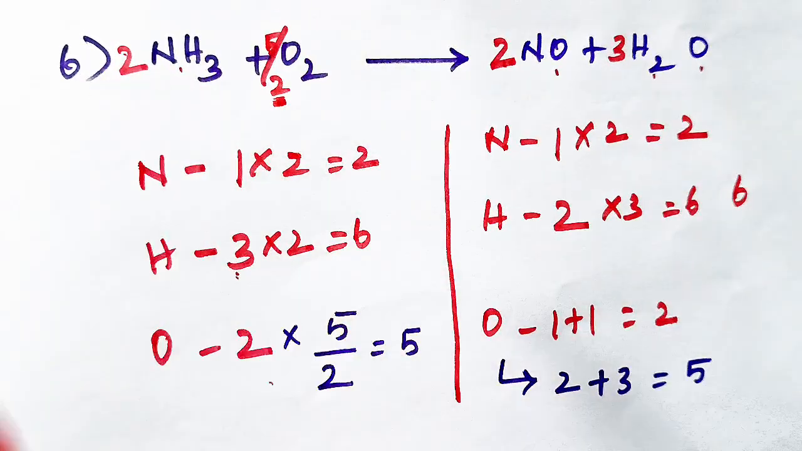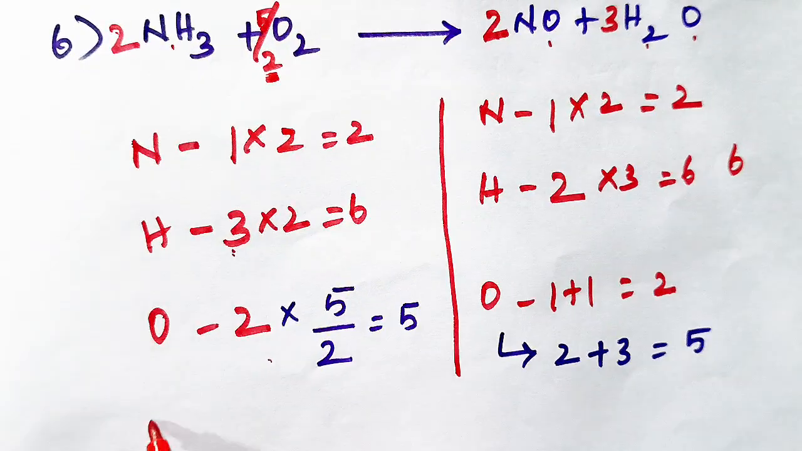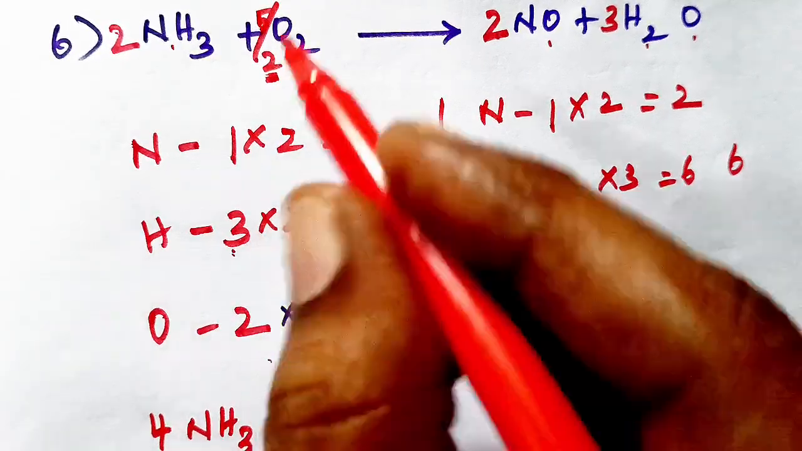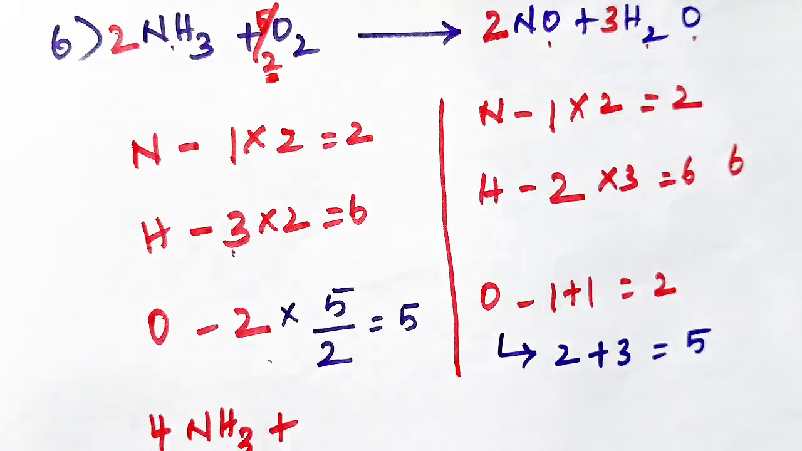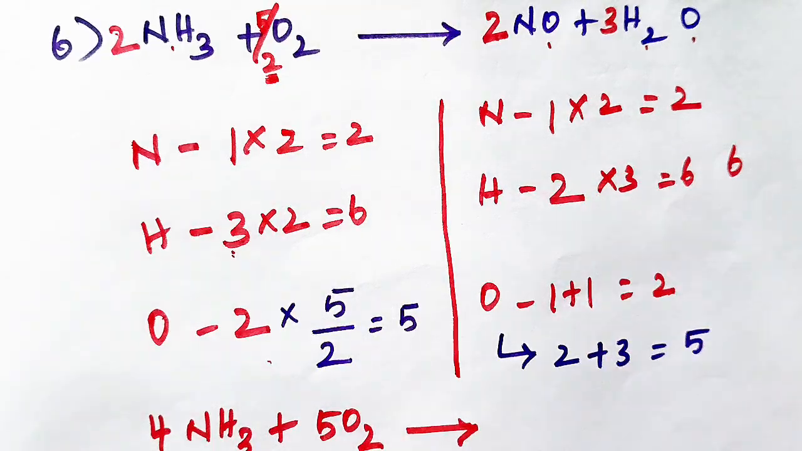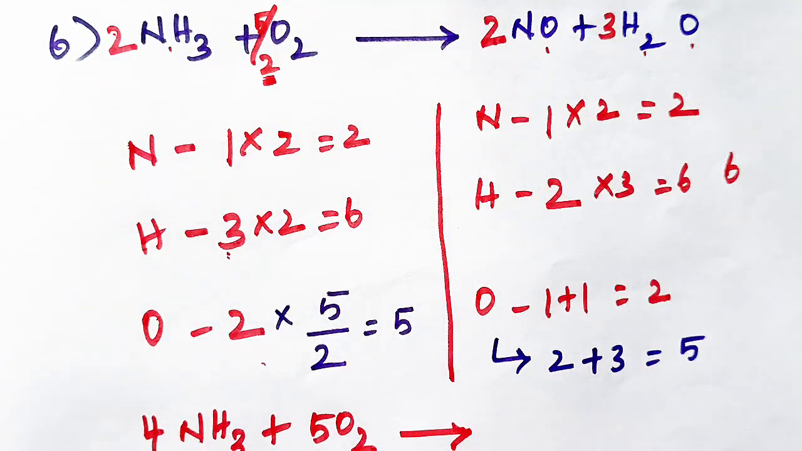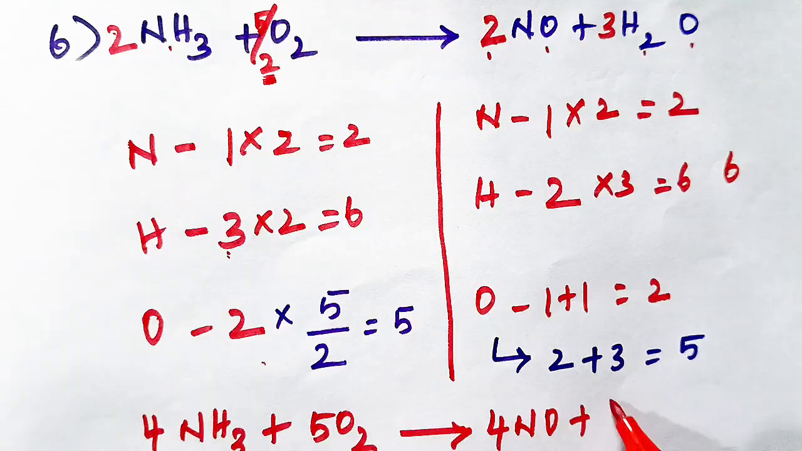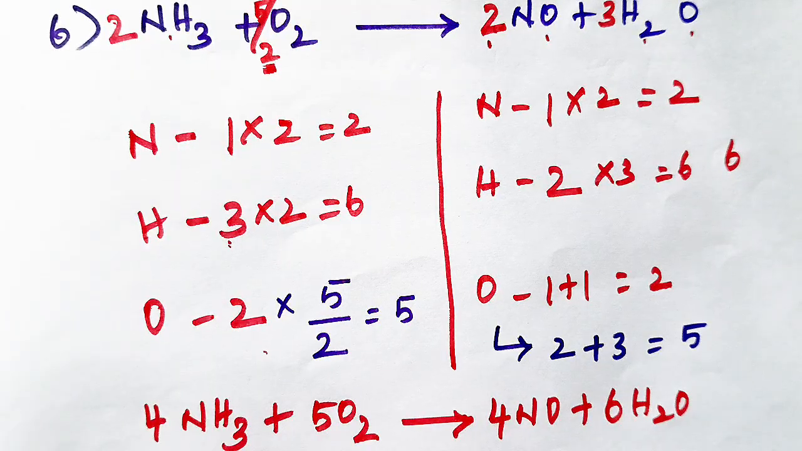So just multiply by 2, and you will get 4 NH3 plus 5 oxygen is equal to, and this side also you should multiply by 2. So 2 into 2, 4 NO plus 2 into 3, 6 H2O. So the balanced equation is 4NH3 plus 5O2 gives 4NO plus 6 H2O.